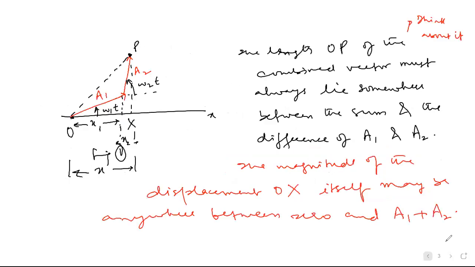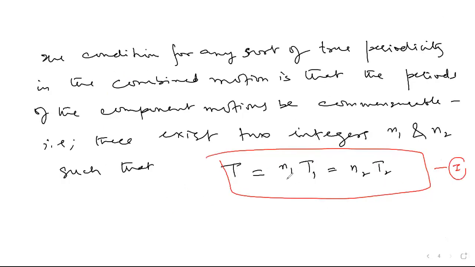I repeat, I am saying in general, the resultant displacement will be a complicated function of time, but if this condition is satisfied, that there exist two integers n1 and n2 such that we can write the periods of component motions T1, T2 this way, then there will exist some sort of true periodicity in the combined motion, right?